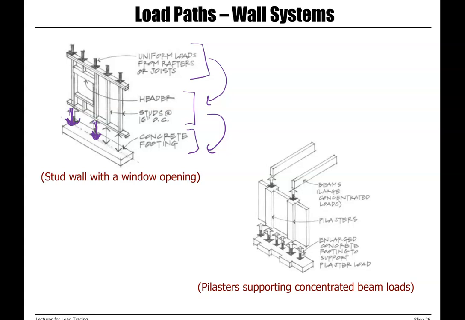It's the same thing when we have pilasters supporting concentrated beam loads. Again, if the beam load is high, then we need support and we may use pilasters. So the load path is from beam to pilasters to footing. And in this case, we will need an enlarged concrete footing to support these higher loads with higher magnitude.